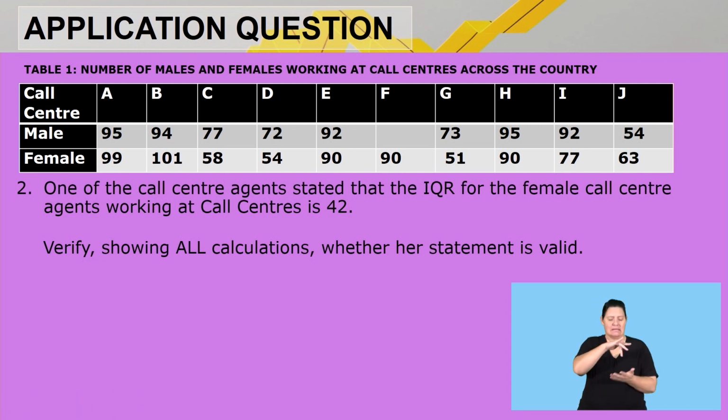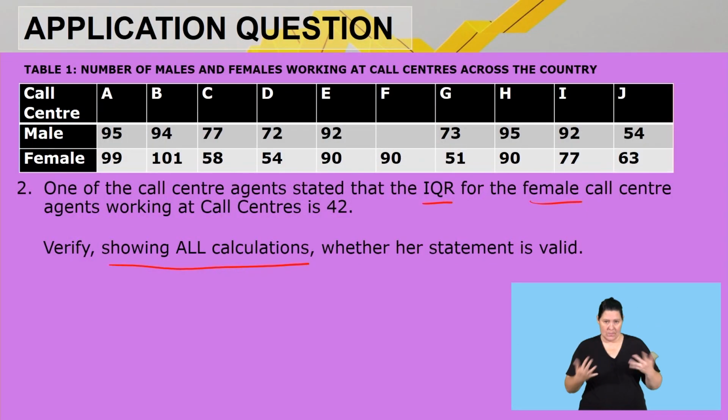Question number 2 says one of the call center agents stated that the IQR for the female call center agents working at call centers is 42. Verify, showing all calculations, whether her statement is valid. Now please note, this is a level 4 question. You can't just say yes or no. It says here, showing all calculations, right? So you need to show calculations in order to validate your reasoning, or your conclusion, basically.